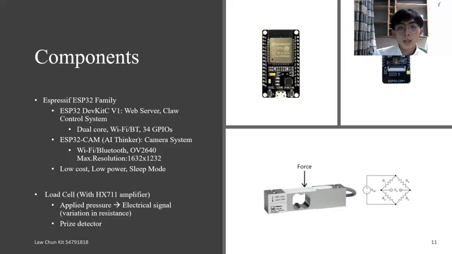Also, the load cell that's used in the prize detector. The mechanism is that when pressure is applied on this load cell, it varies its resistance inside, which transfers it into an electrical signal. But the variation is really weak, so we need to use an amplifier, the HX711, to amplify the signal.